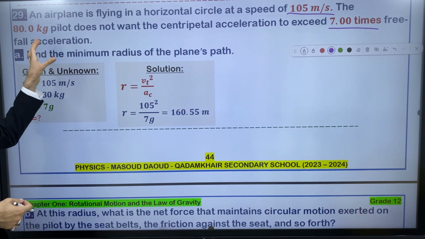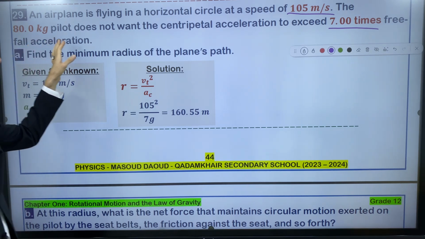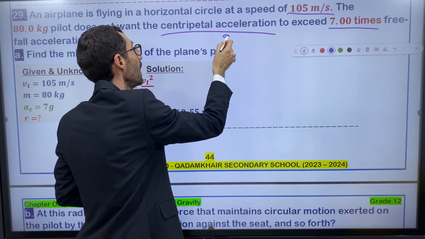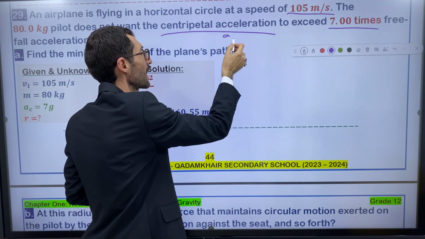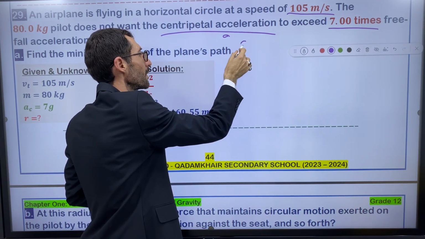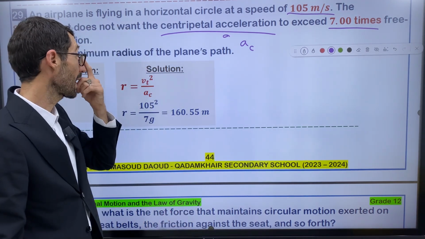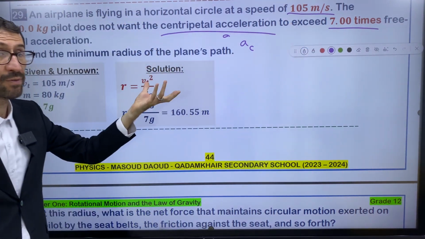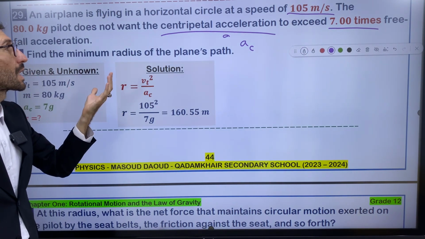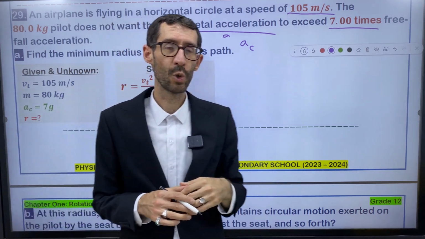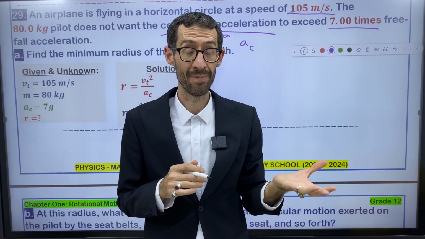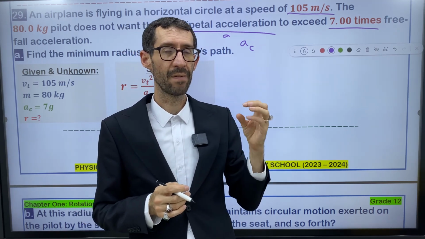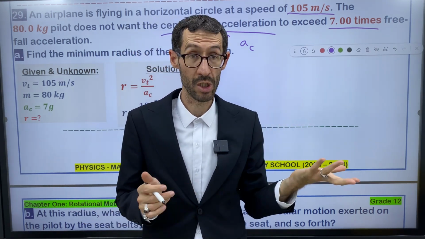It says the pilot, this is the mass of the pilot, right? The pilot does not want the centripetal acceleration, AC, to exceed 7 times free fall acceleration, G. What does it mean? The pilot tries not to exceed 7G. This is the condition.